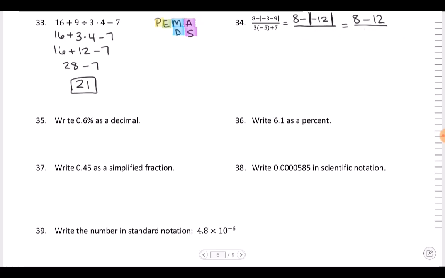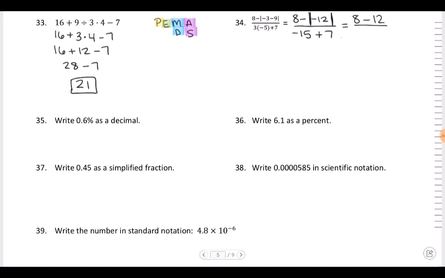I'm going to leave the top alone, but on the bottom, I'm going to go ahead and start simplifying as it, because this is a grouping symbol as well. It's underneath the fraction bar. So I have multiply and add. I should multiply first, right? So 3 times negative 5 is negative 15, and then plus 7. Okay.